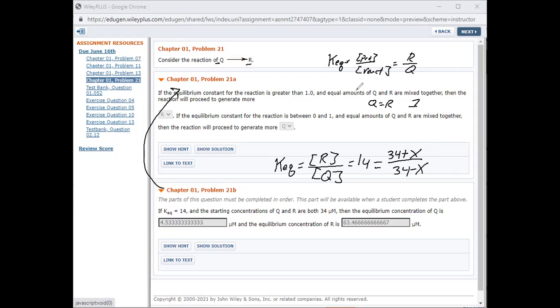So that's how you solve 21B. And excuse me for just 1 second. I'm going to let my dog out before she starts making a noise in my room.